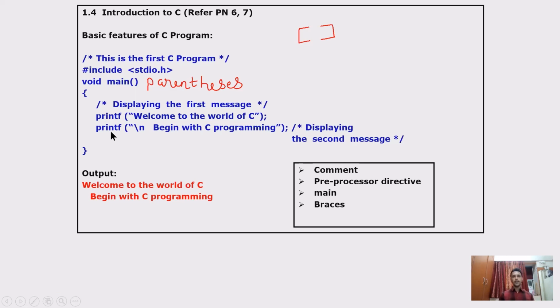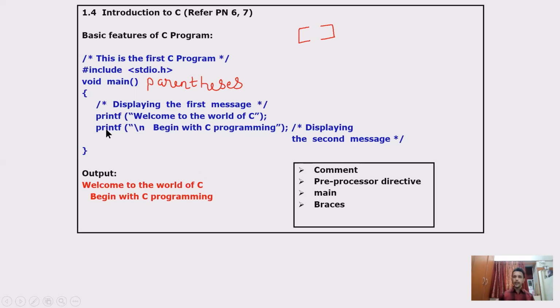We'll be doing printf in great detail in chapter number 4, which is called data input and output. For the time being, I'll just explain briefly. This printf does the work of output. That means whatever you write inside printf will be displayed on the monitor as the output. So print here actually means display. The syntax is that you should put double quotation marks, and whatever you want to display, you write inside the double quotes. So if you write welcome to the world of C, then in the output you will see welcome to the world of C.